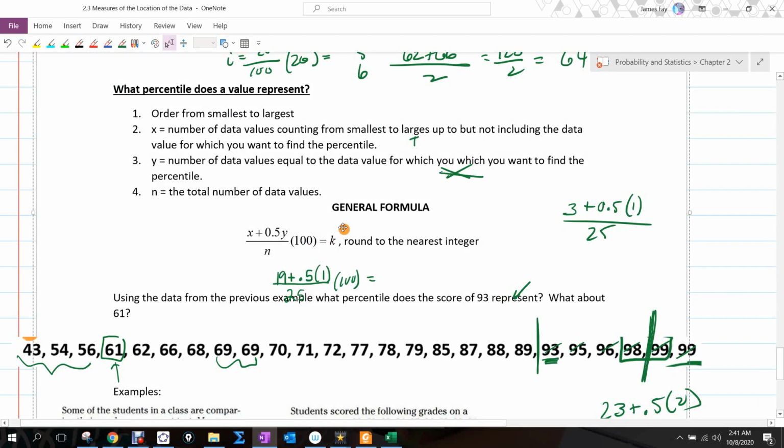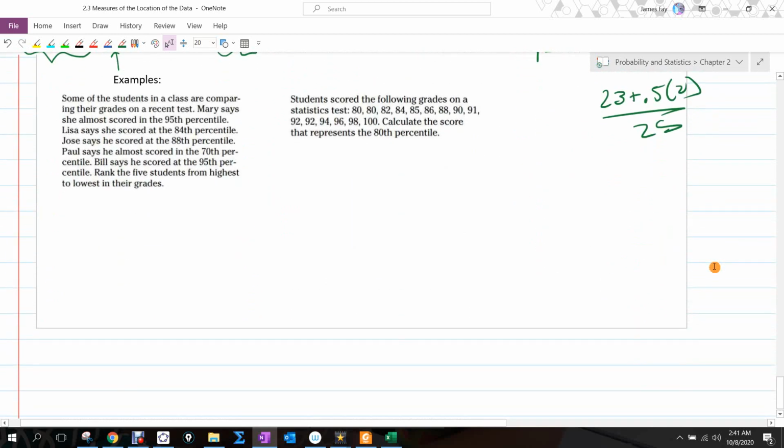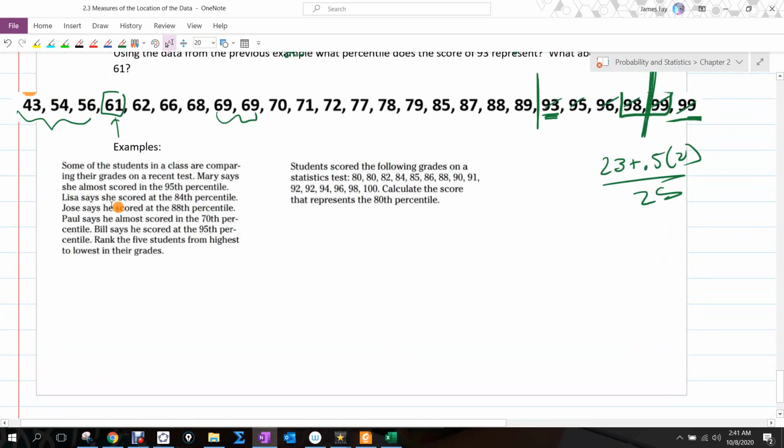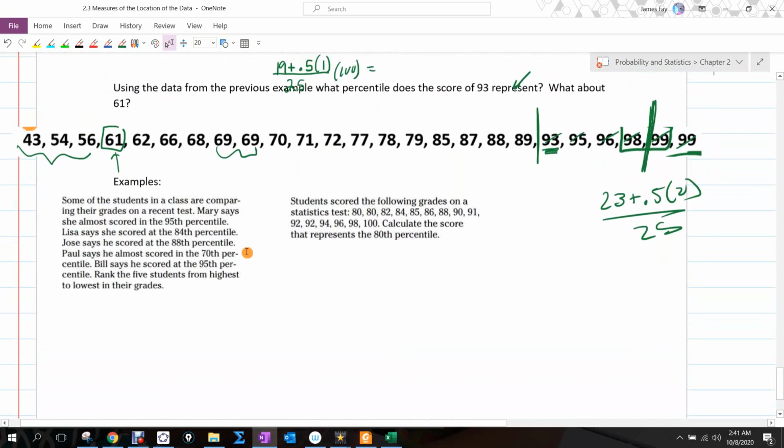Just a key thing here, if you get a decimal, just round it to the nearest integer. Usually we don't say the 26.3 percentile, we just round that to the 26th percentile. A couple other examples there I'll let you navigate through on your own if you need extra.